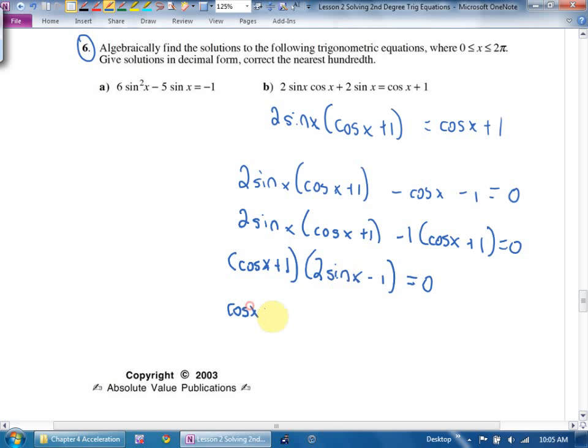Cos x equals negative 1, there's one root. Sine x equals 1/2. And both of those are very solvable. We do have a triangle with a 1 and a 2 in it. Negative 1, alarm bell: unit circle or sketch the graph. I'm not going to give you a factoring by grouping on your test.